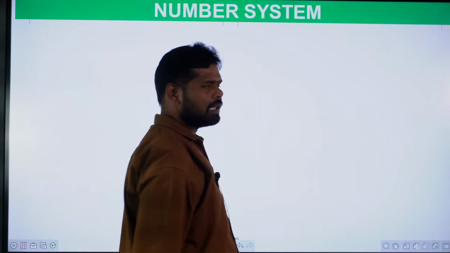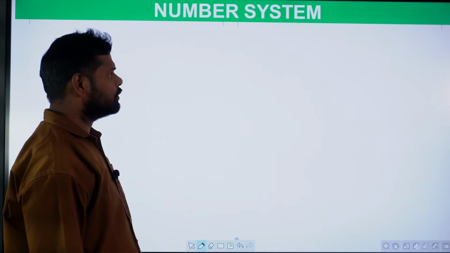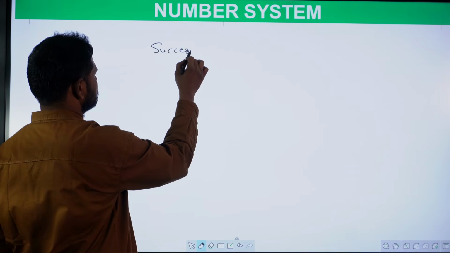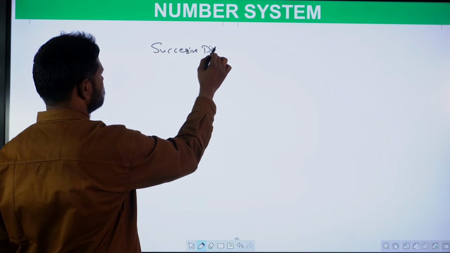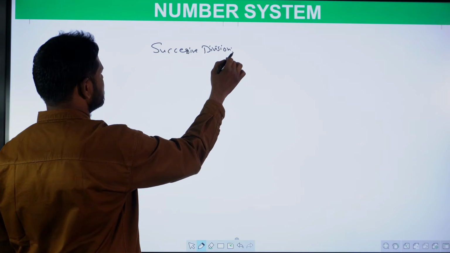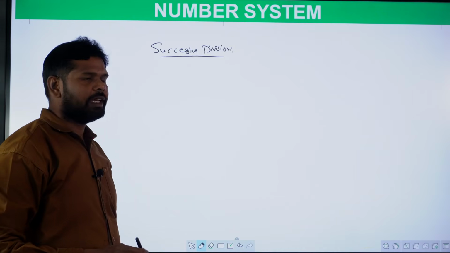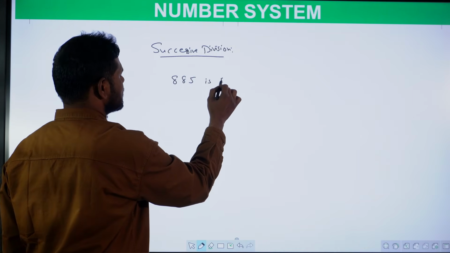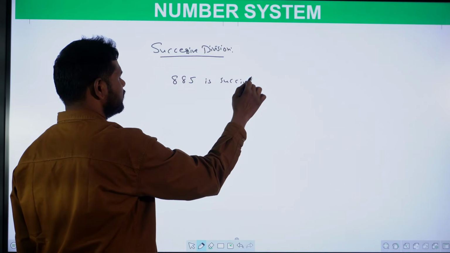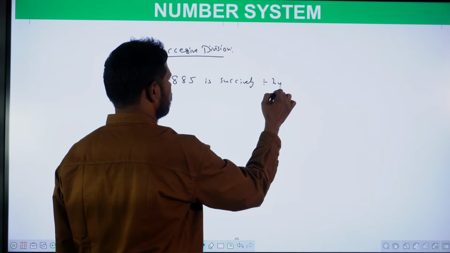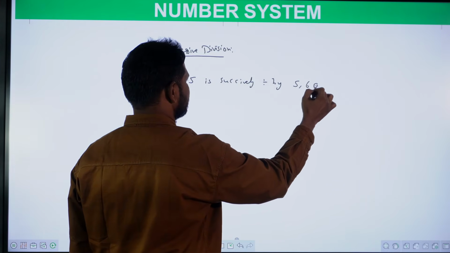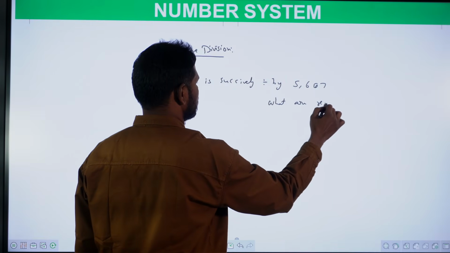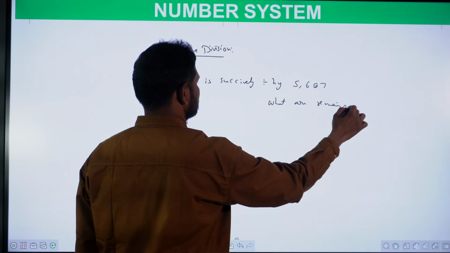And one concept is there, successive division actually. Successive division is nothing but, suppose any number, suppose 885 is successively divisible by 5, 6 and 7, what are the remainders? Questions are like that.